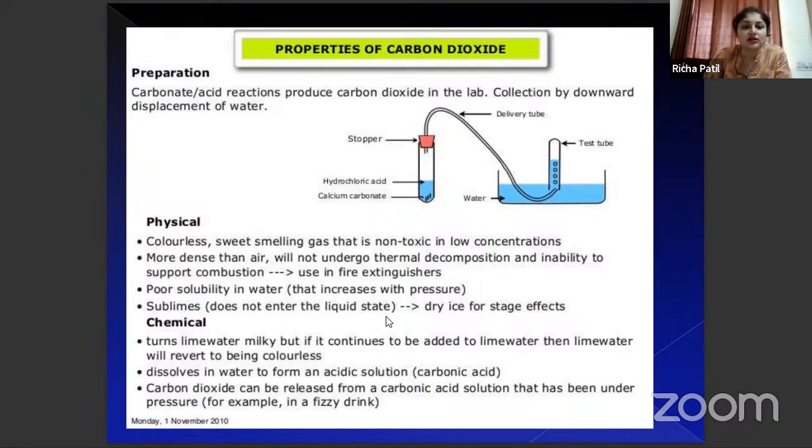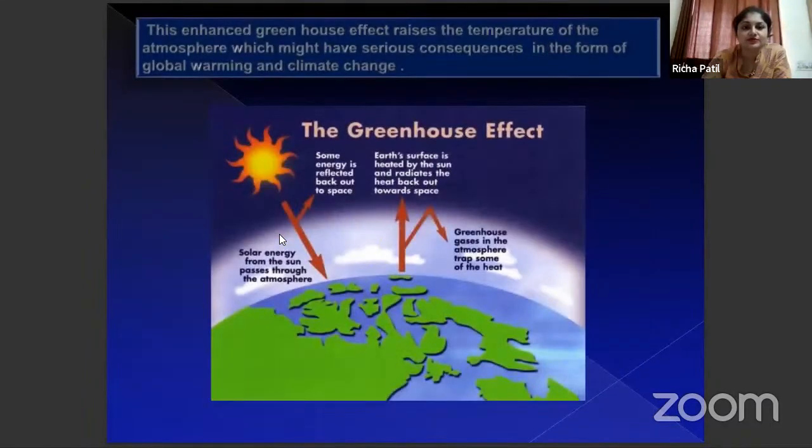The example is dry ice. What is dry ice? It is solid carbon dioxide. So it sublimes. Sublime means directly from solid, it goes into vapor state. So these are some of the properties of carbon dioxide.